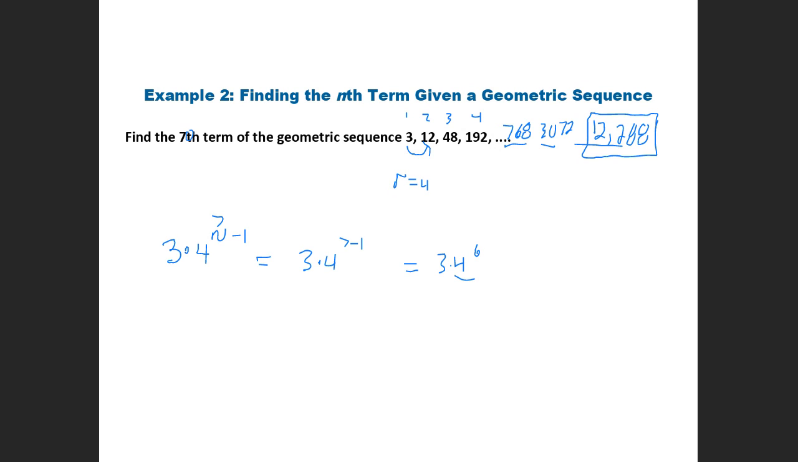So remember, we have to do our exponent first. So I'm just going to do 4 raised to the 6th power, and then multiply that by 3. And lo and behold, I end up with 12,288. So both ways, I get the same answer. It didn't ask me to write an equation for it. It just asked me to find the 7th term. So I could have done it either way.